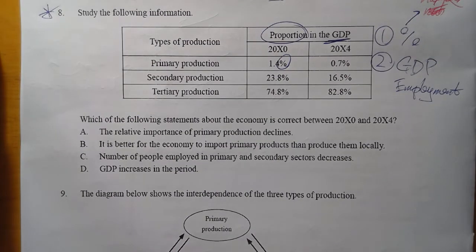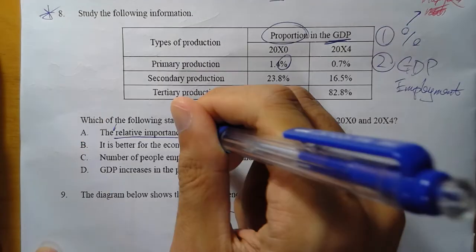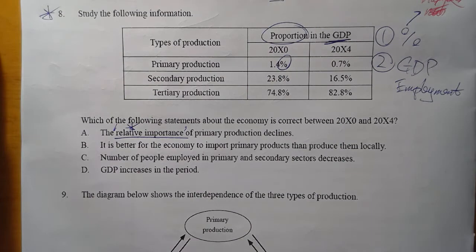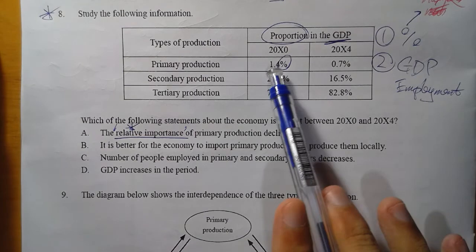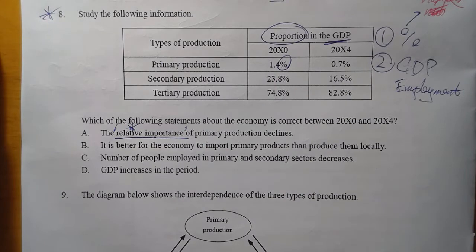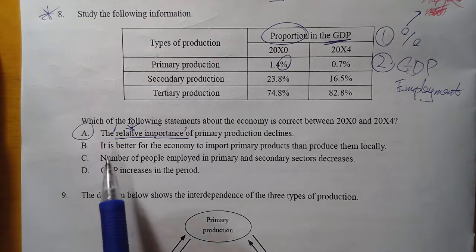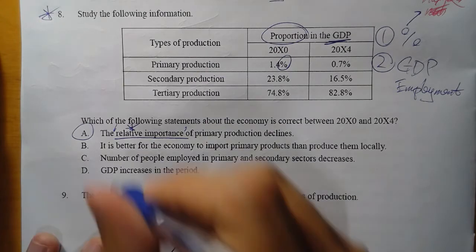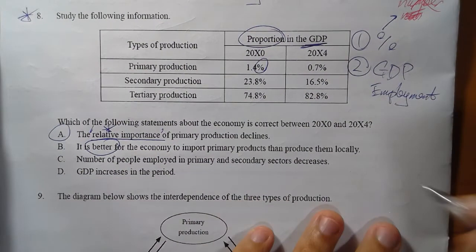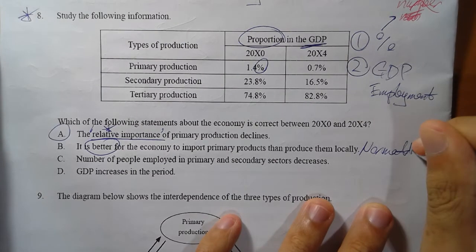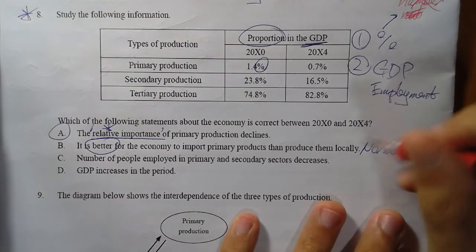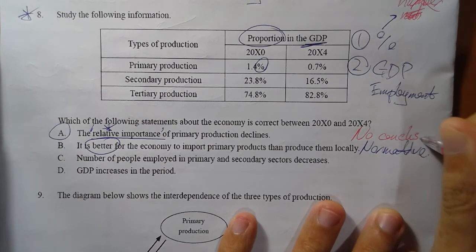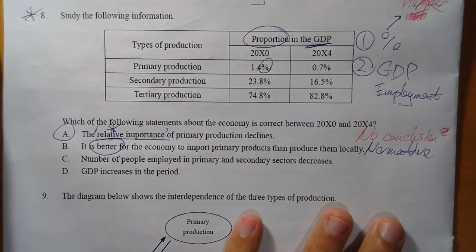Alright, now, option A, it says, now, this one, relative importance. Remember, in our lesson, I asked you to recite it, right? 很好用的字啦. Relative importance of primary production declines, 跌了啦, 是不是啊? So, let's see, 1.4%, later on, 0.7. So yes, actually, this is the answer. Relative importance decrease. Now for B, it is better for the economy to import. Here, let's see. Better, 記得嗎? Better is a very normative word. Now, can we draw any conclusion about normative statements? Actually, we have no conclusion. 我鬼知是不是好一點啊? 是不是啊? 我鬼知啊? No conclusion, alright? We don't have conclusion, so B is wrong.